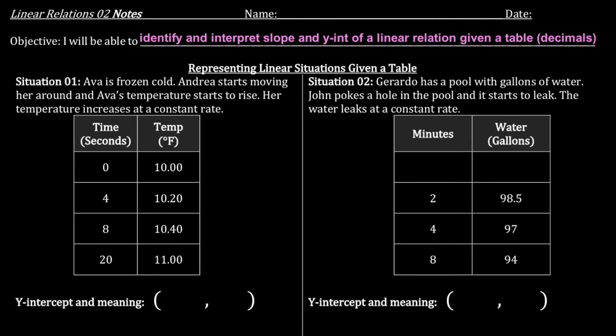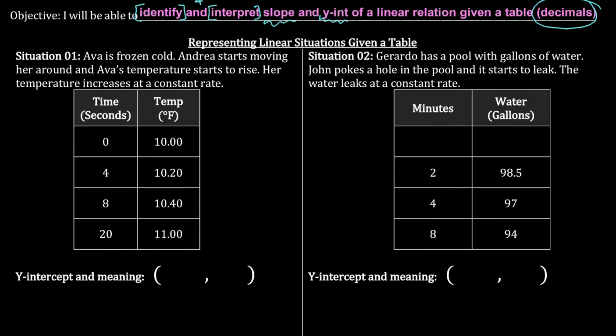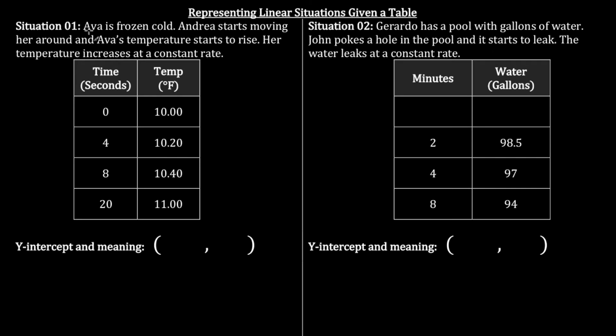All right, so in this lesson, we are going to identify and interpret slope and y-intercept again of a linear situation, linear relation, given a table, but this time we will have some decimal values. So, situation 1, Eva is frozen cold. Andrea starts moving her around Eva, and Eva's temperature starts to rise. Her temperature increases at a constant rate.